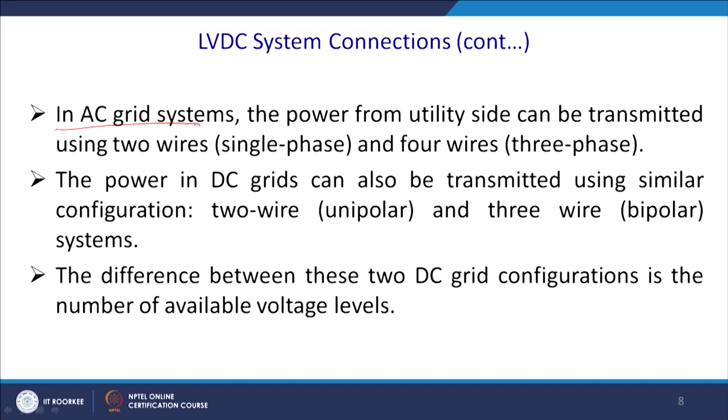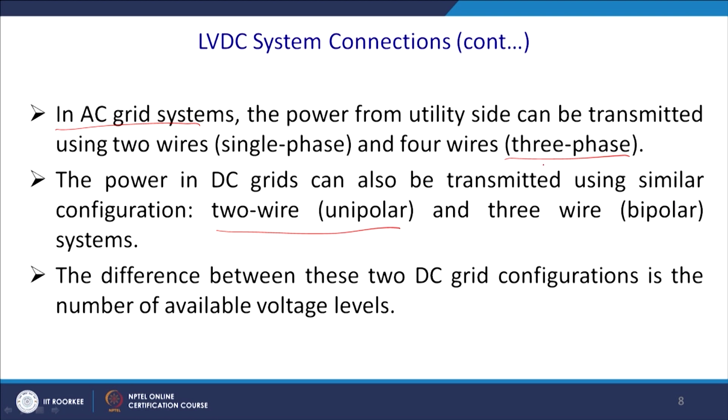In AC grid systems, the power from the utility side can be transmitted using 2 wires for single phase and a 3-phase 4-wire system for 3-phase with the neutral. The power in the DC grid can be transmitted using a similar configuration: 2-wire unipolar and 3-wire bipolar. In this case also you can see a considerable amount of copper saving because you do not require the 4th wire.